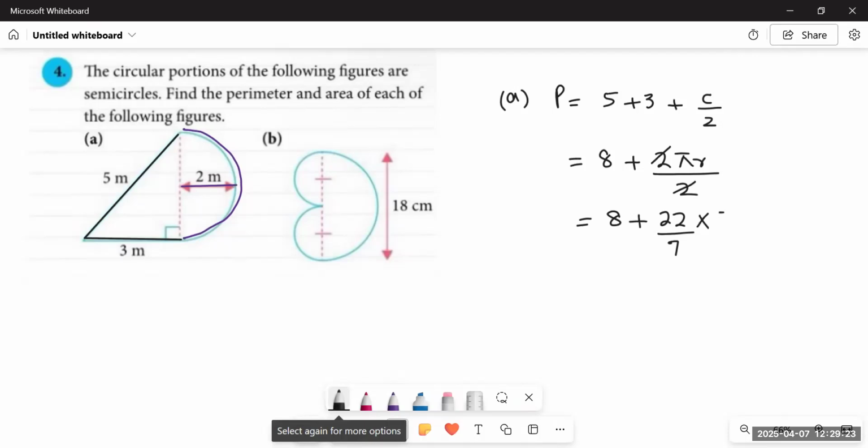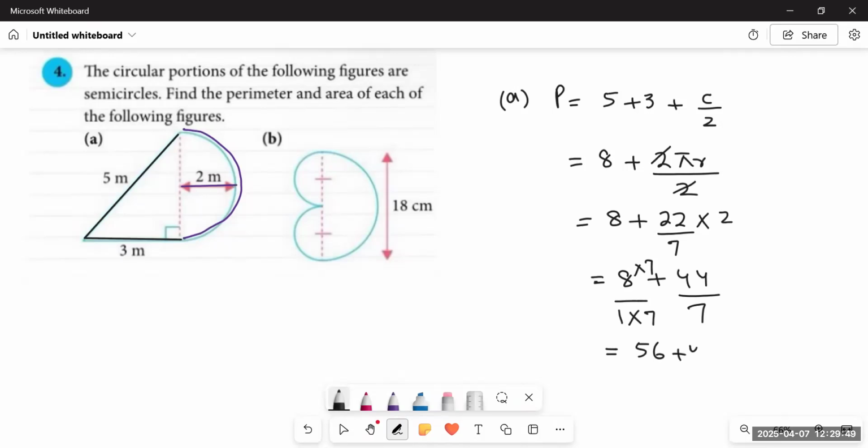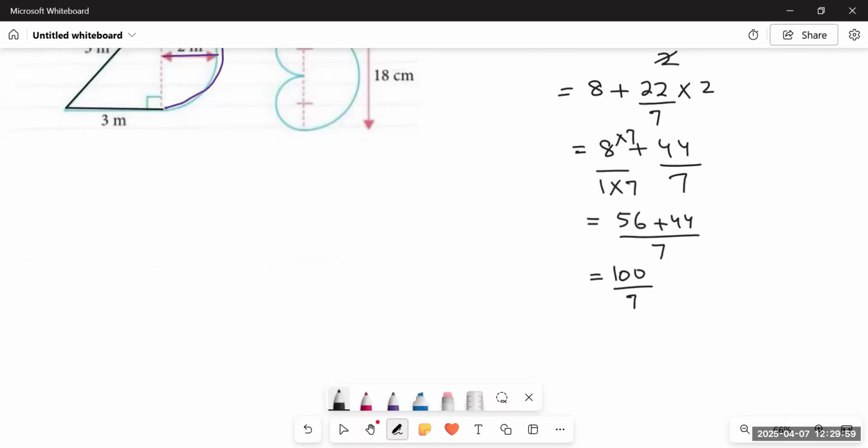So we'll simply multiply it with 2, right? Next, we will multiply 22 with 2 and it will give us 44 upon 7. Then you have two options. Either simplify 44 with 7 and turn it into a decimal, or just make your denominator the same by multiplying 8 by 7. So it will give you a total of 56 plus 44 upon 7, which is 100 upon 7, right? So you can keep your answer in fraction form or you can convert it into decimal as well.